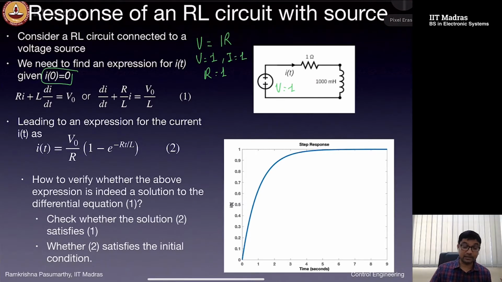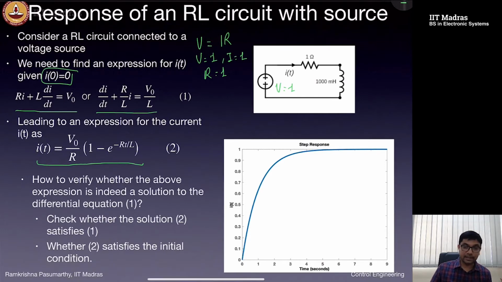What happens in an RL circuit, and how do we explain that behavior? Okay, so my equation now will have the voltage source, R i plus L di by dt is V naught, or alternatively written in this form. I'll skip how we do the solutions of this, but this will lead to an expression of the current as I of t is V naught over R times 1 minus e power minus R t by L.